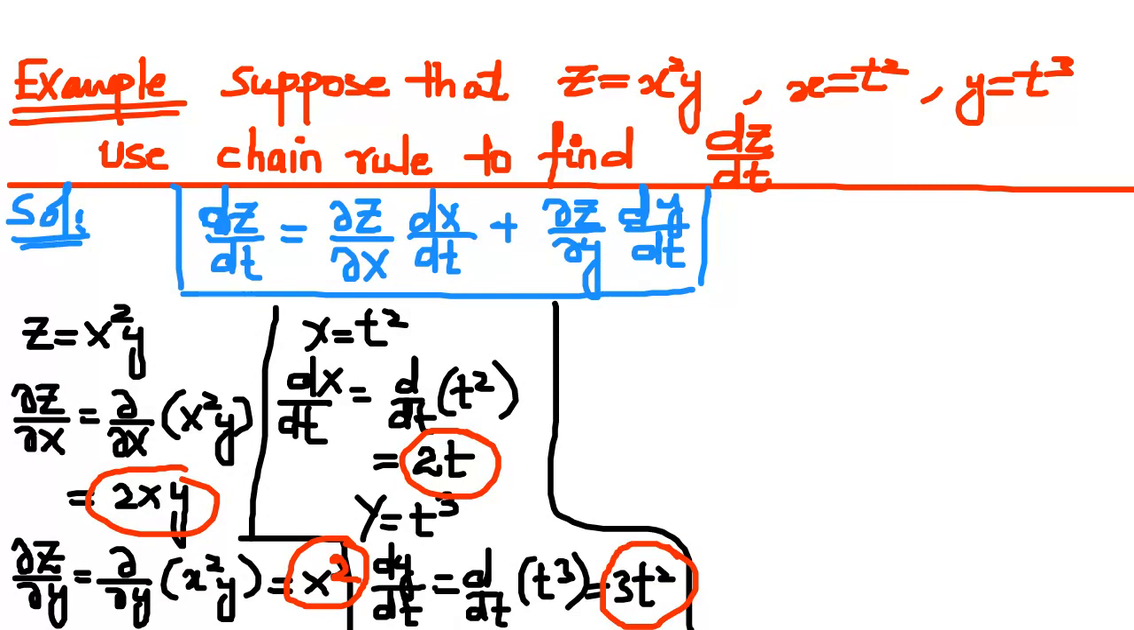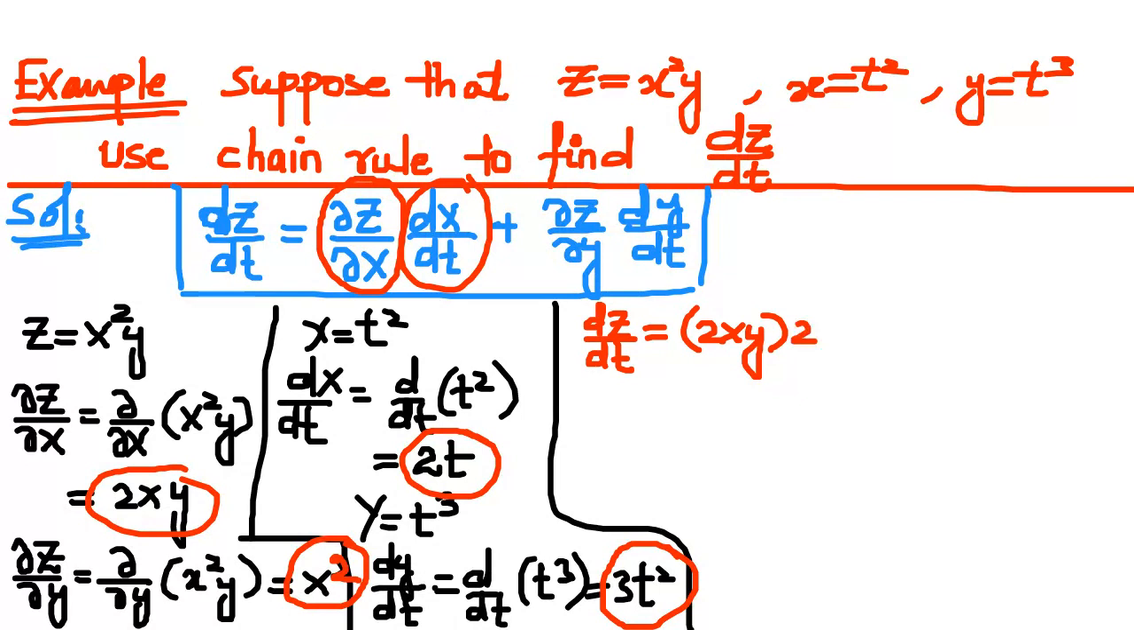So what will become that dz over dt, that is equal to partial derivative of z with respect to x, that is equal to what? 2xy. I write 2xy. dx over dt is equal to what? 2t. I write 2t, plus dz over dy, that is equal to what? x square. I write x square. dy over dt, that is equal to 3t square.